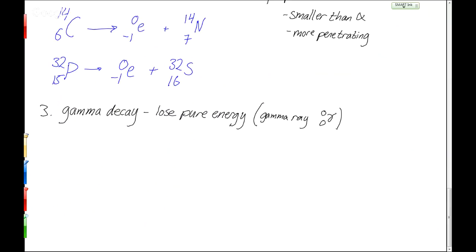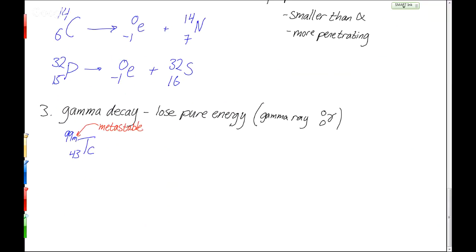So these start with a material that looks a little bit different. It has a little m up in the atomic mass. And that m stands for metastable, which means only partially stable.